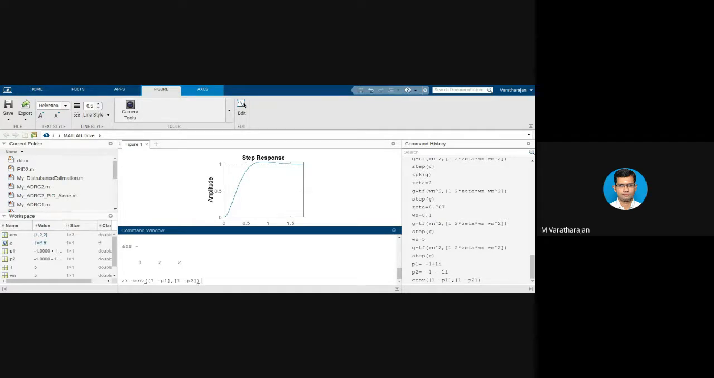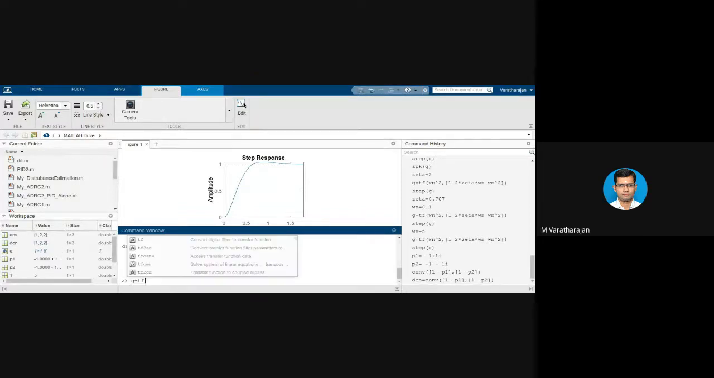So this is the response. This is the denominator term. Let me assign it to some variable. Okay. Let us create a transfer function equal to tf of.